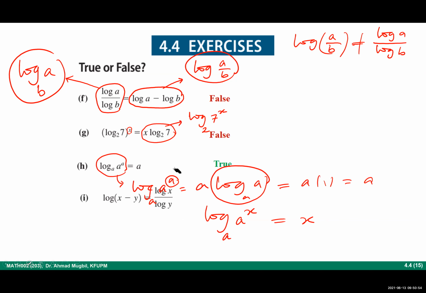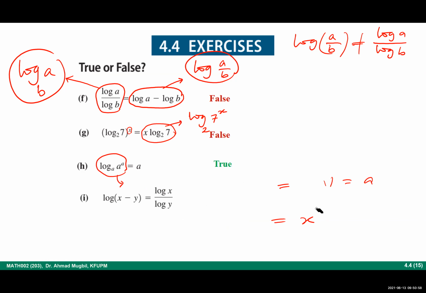Let's go to the next one, and let me ask this time Sultan al-Mandili. Sultan, yes, Doctor. What do you think, true or false? Yes, it's true. Which law did we use? The quotient law, the product law, the power law? One, two, or three, if you remember them from the previous slide. I think it is one.